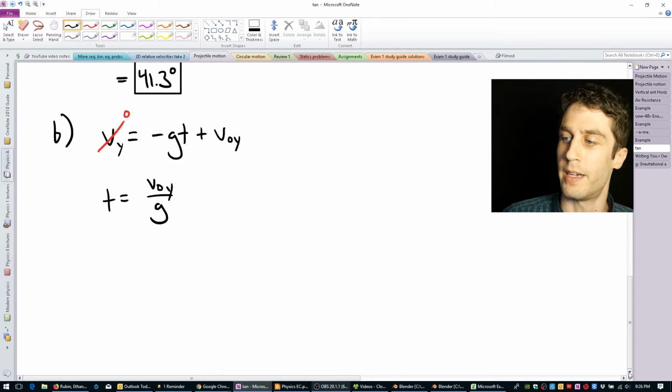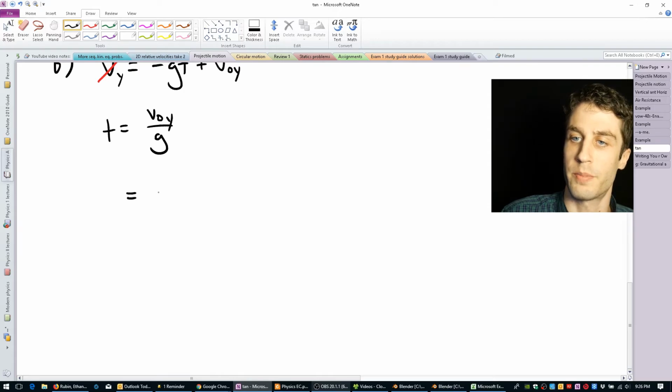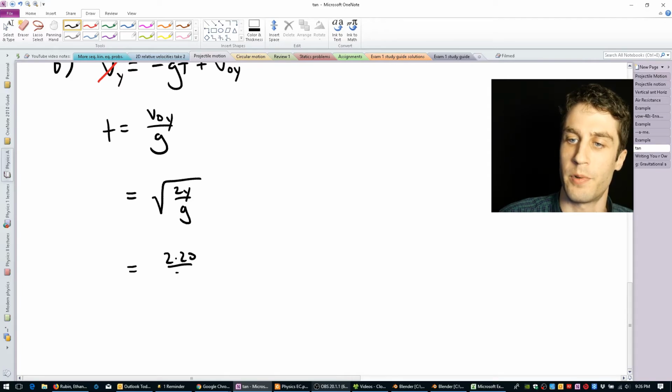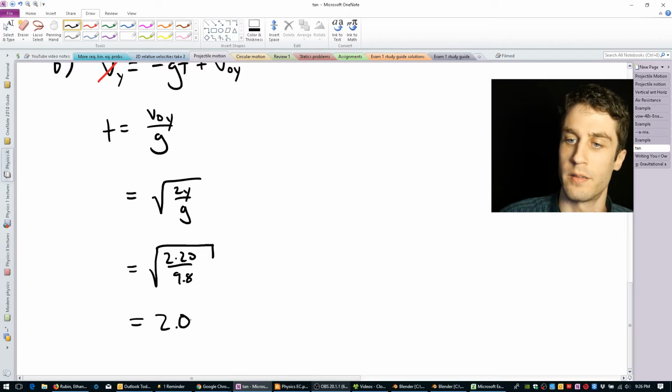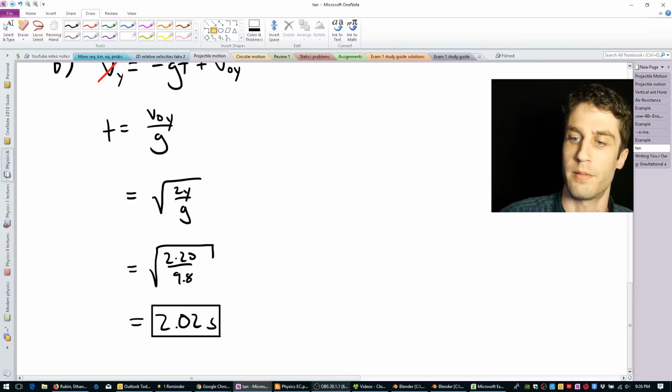Well, we found v naught y in an intermediate step of the previous problem. It was the square root of 2gy, and so I could write this as the square root of 2gy over g, or the square root of 2y divided by g, which is the square root of 2 times 20 divided by 9.8. And I get 2.02 seconds. And that is what we were asked for.